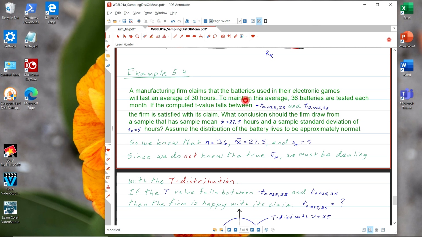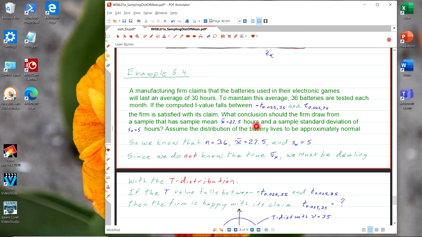In other words, what they're going to do is sample 36 batteries, compute an average lifetime, and then they're happy that their claim is correct if that lifetime isn't too far away from the claim. In other words, if it's less than t standard deviations away from the claim. What conclusions should the firm draw from a sample that has sample mean x bar equals 27.5 hours and sample standard deviation of sx equals 5 hours? Assume the distribution of the battery life to be approximately normal.